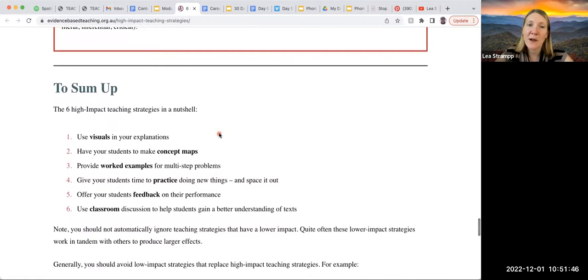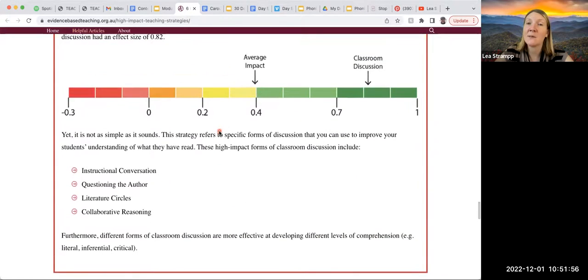So again, just a quick wrap up of those: visuals, concept maps, worked examples, practice, practice, practice, feedback, and using the classroom as a space for discussion.